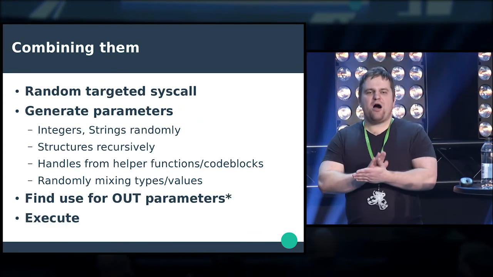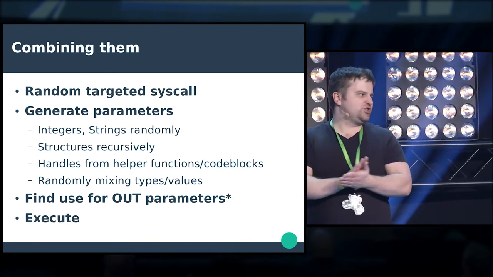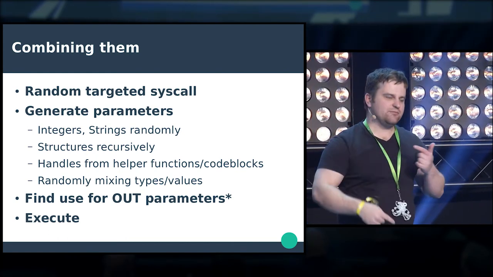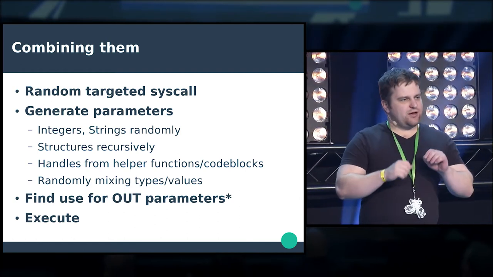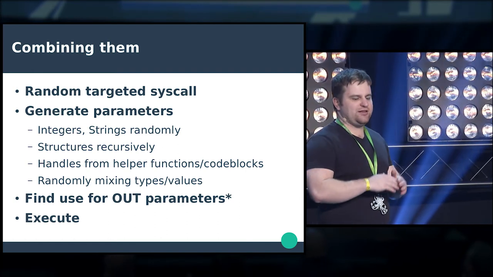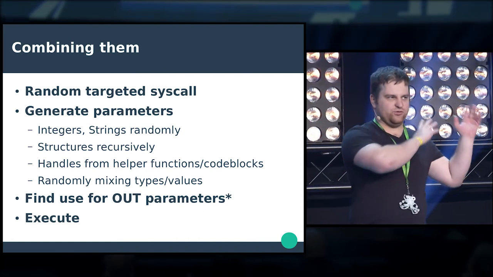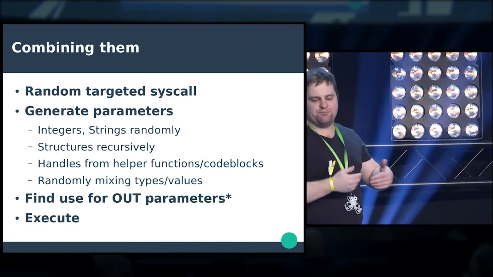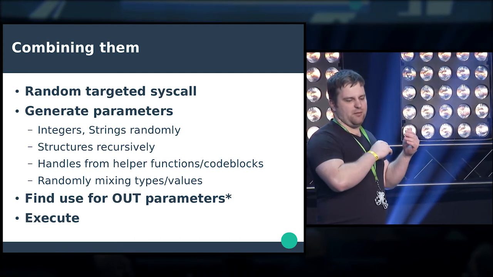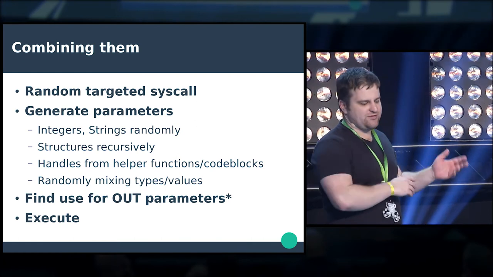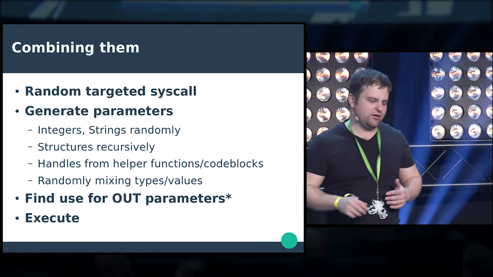So how do we combine all this information and generation logic? Well, first of all, there's a loop, like it's always in fuzzing. You first pick the loop, and the script automatically generates or chooses a random syscall from all those syscalls. Then it generates parameters, like integers and strings. It generates them randomly or based on some rules, but currently there are no rules.